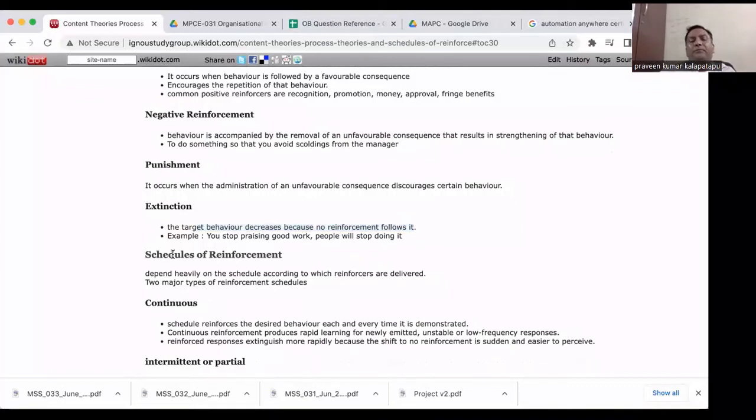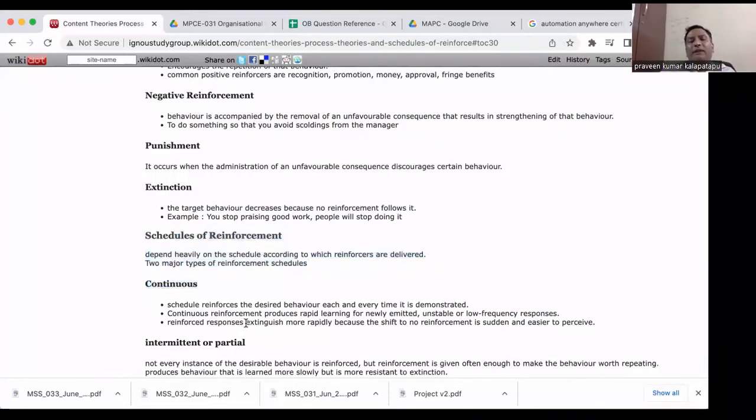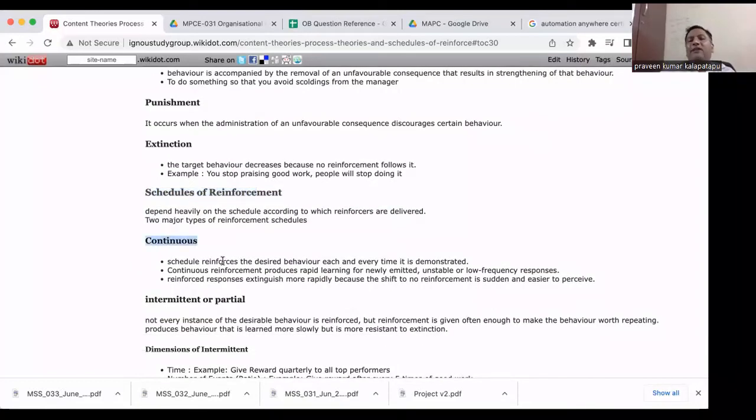Now, schedules of reinforcement. When exactly is reinforcement going to help? One is continuous. Whenever you do a good job, let's say a person fixed a defect, every time he fixes a defect, I'm going to give him a prize. This is continuous. Whenever there is a good thing, I'll reinforce immediately.